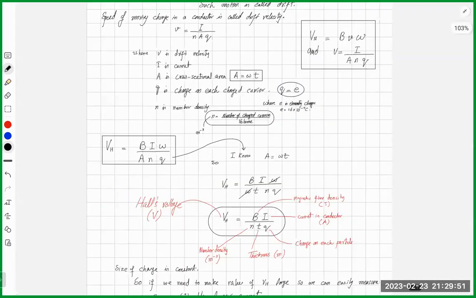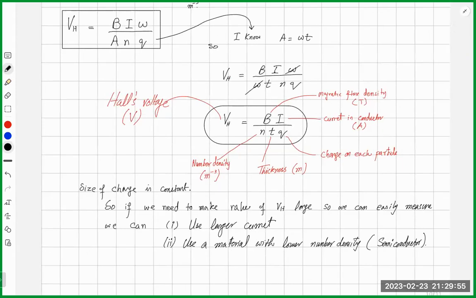So if you want to make Hall voltage bigger, you can either use a larger current or use a material which has a smaller N, for example semiconductors. And the third thing you can do is make the slice thinner. If the slice is thinner, it will develop more potential difference, because you can see that thickness T is in the denominator. T and Hall voltage are inversely proportional. If you make T smaller, Hall voltage becomes larger, which makes the value more measurable. Or you can use a material with smaller N, semiconductors, or a larger current.